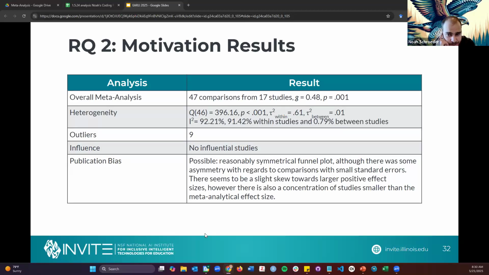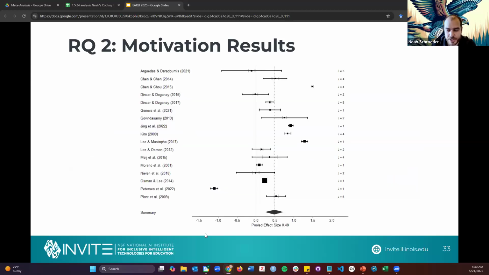Not really much else to talk about here, other than I will say motivation is a messy measure in this particular analysis because it includes a lot of different types of motivation. So I would use this as a very, very high level indicator. We have a much more specific analysis coming up in a little bit. This is the overall distribution of effect sizes here.